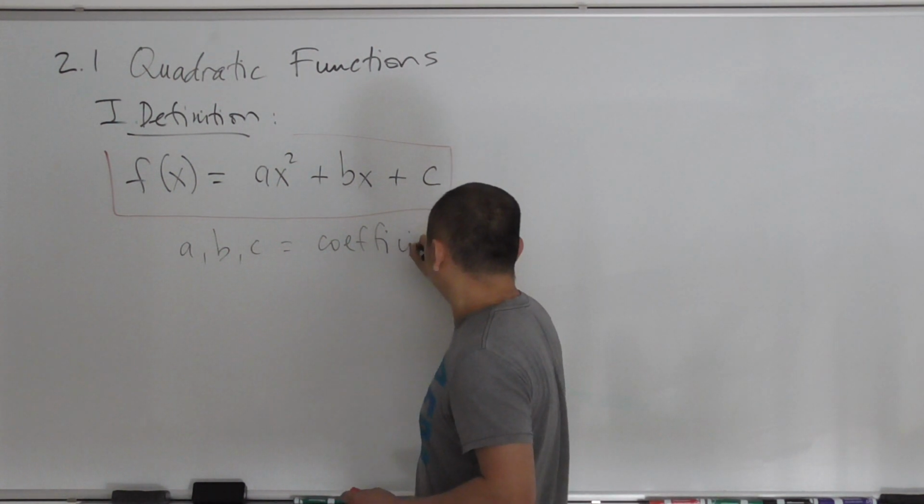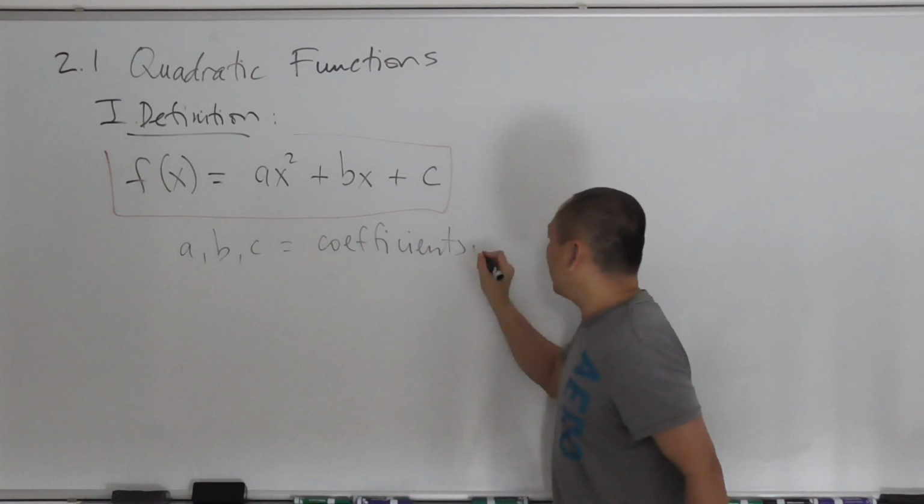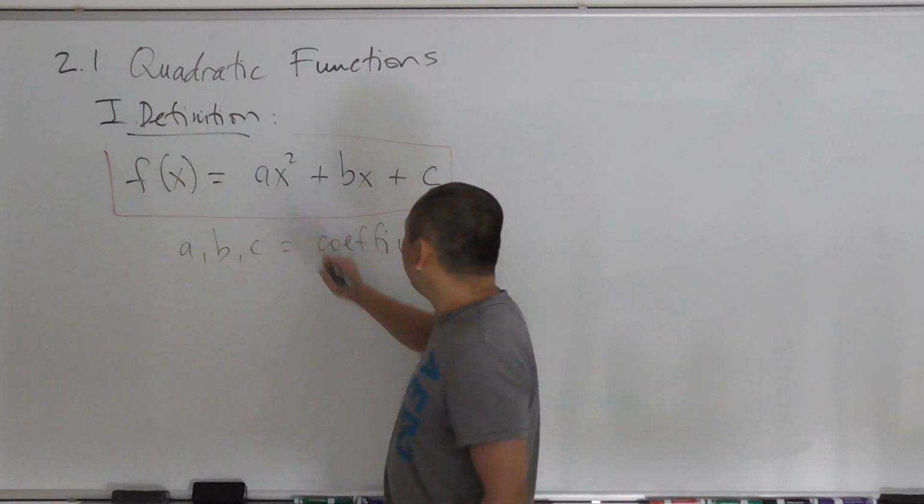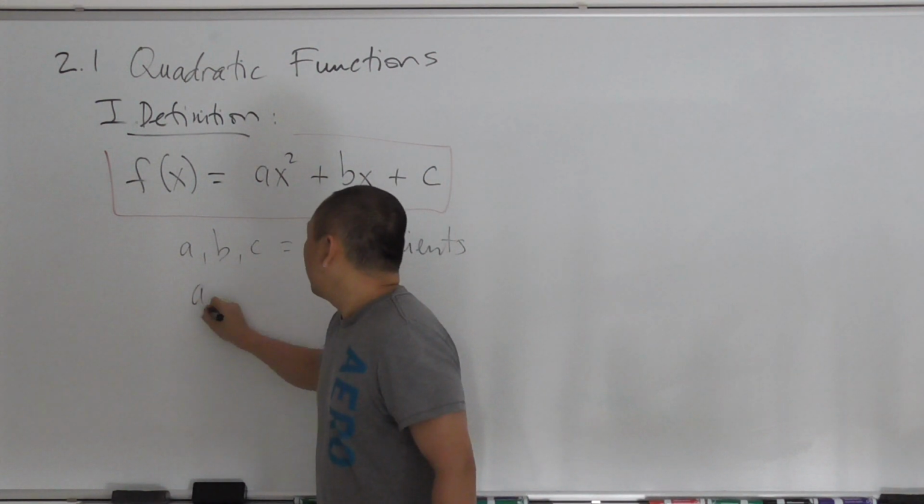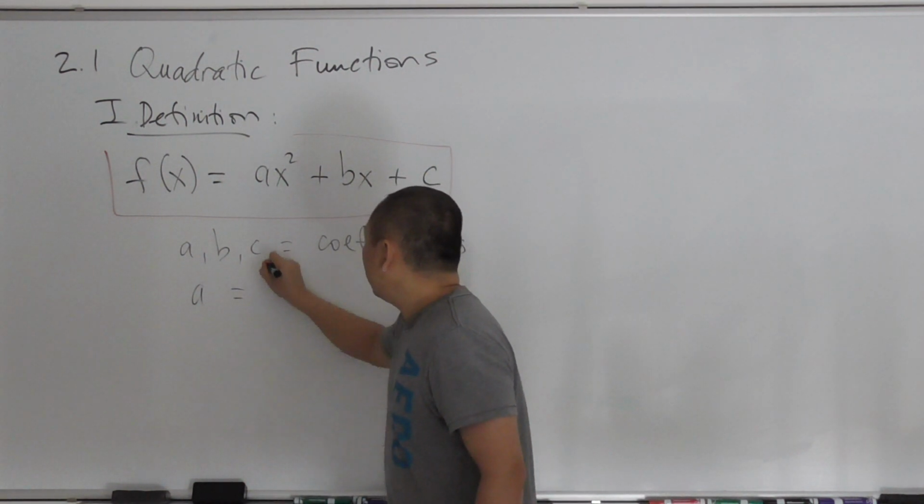Coefficients. And of course x is the variable. Okay? Among the coefficients a, b, and c, the number a is called the leading coefficient.